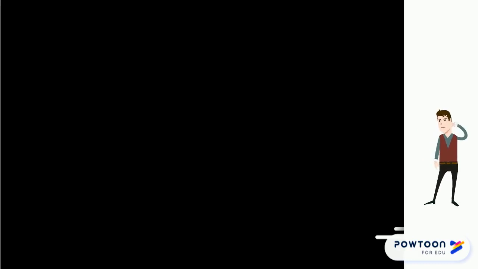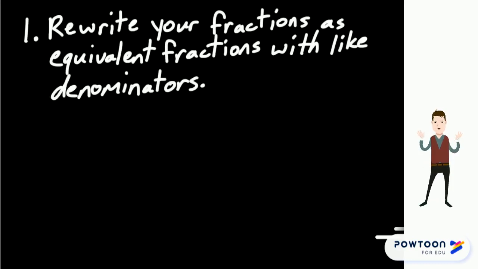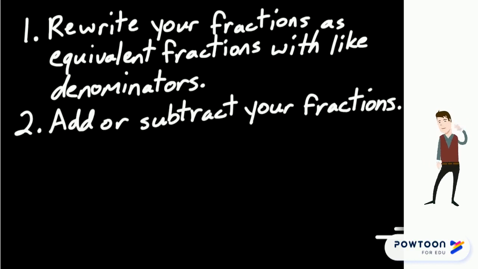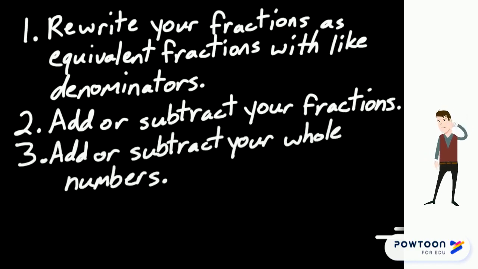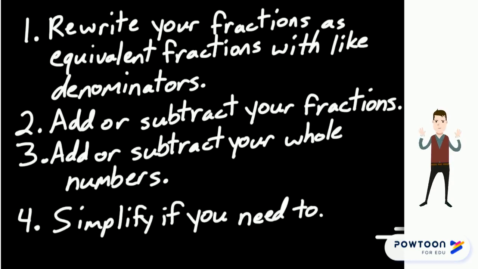Let's go over the steps one more time. First, we rewrite our fractions as equivalent fractions with like denominators. Then we add or subtract our fractions, followed by adding or subtracting our whole numbers. The last thing we do is simplify if we need to.